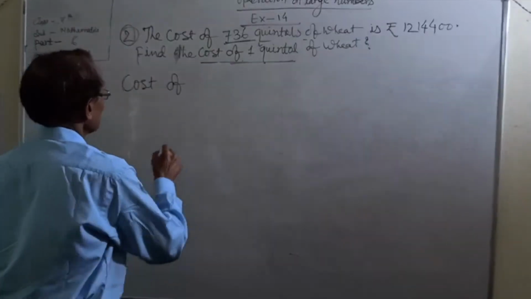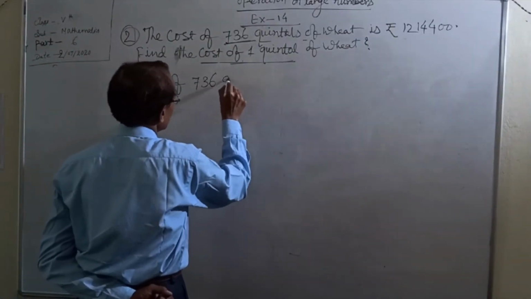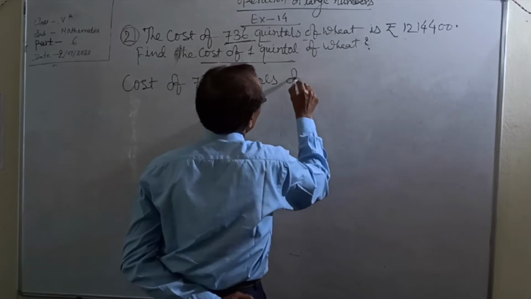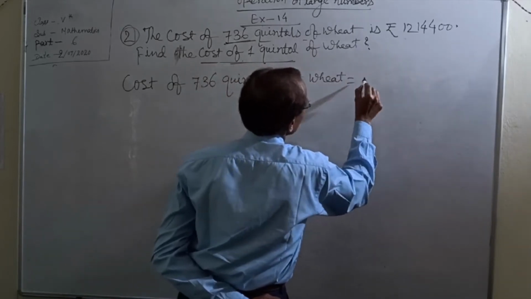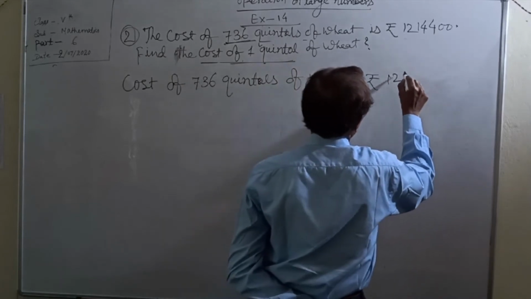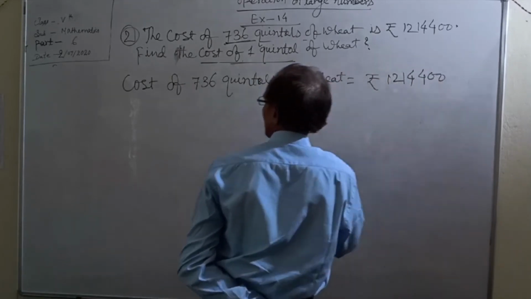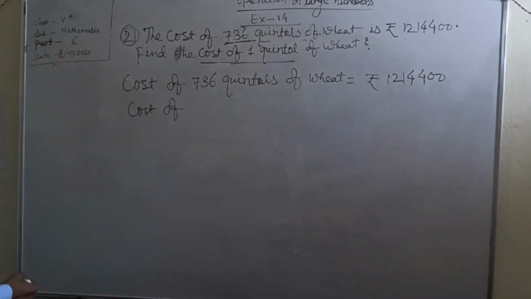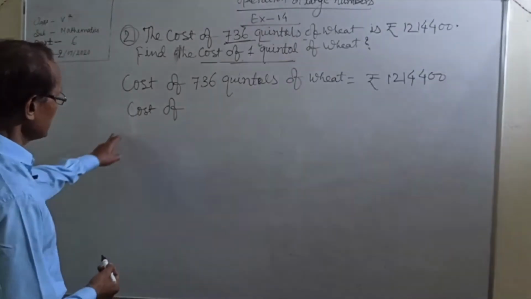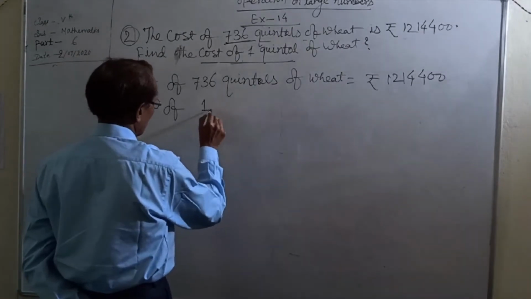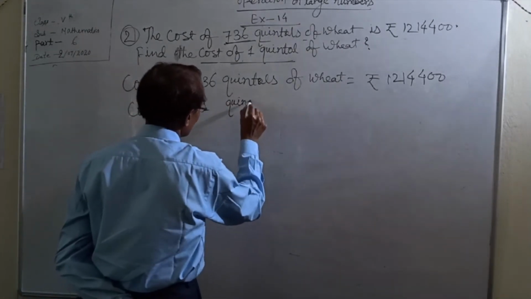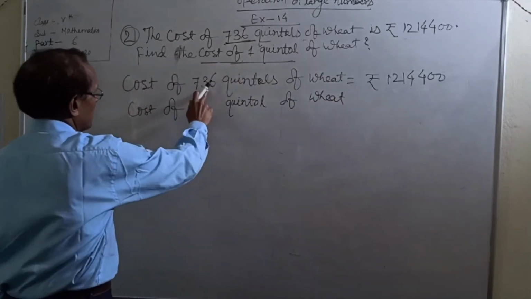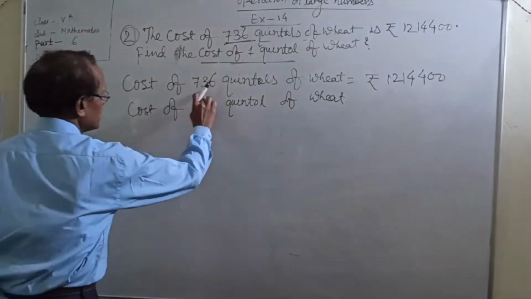Start from cost of 736 quintals of wheat equal to is 12 lakhs 40,200. And again, in the next line, repeat the statement exactly and find out for the 1 quintal. Cost of 1 quintal of wheat. In this statement, we are only changing the value here.